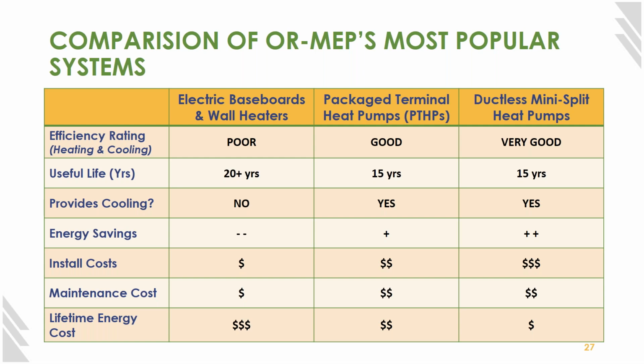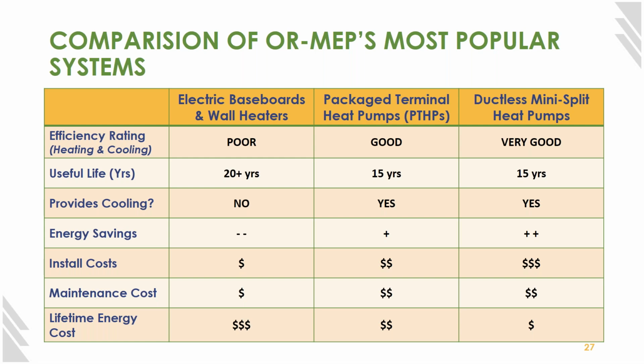Which of these actually provide cooling? Remember, an electric baseboard or wall heater is not going to provide any cooling. So if at some point you decide you need cooling in your building, you're going to have to install a whole separate system for that. Whereas a packaged terminal heat pump and a ductless mini split heat pump system are both going to have cooling built into the system. Energy savings, electric resistance, you don't get any energy savings. You get energy penalty. I mean, they're terrible. They use tons of energy. Packaged terminal heat pumps will save you some energy relative to electric resistance, and ductless mini splits even more.